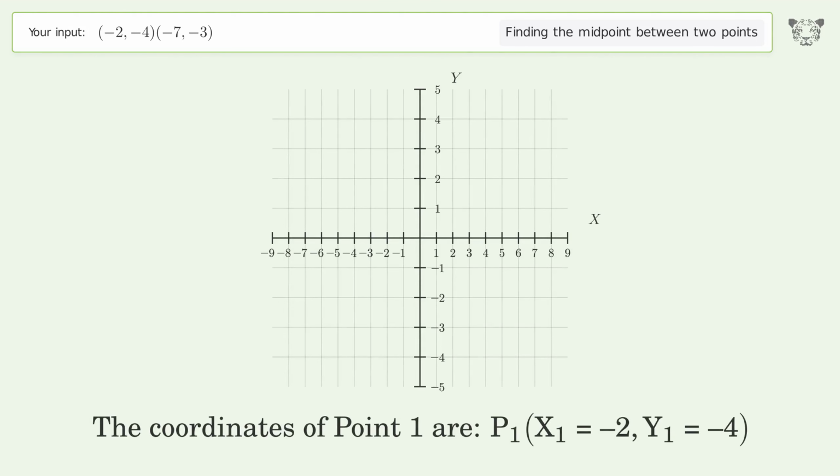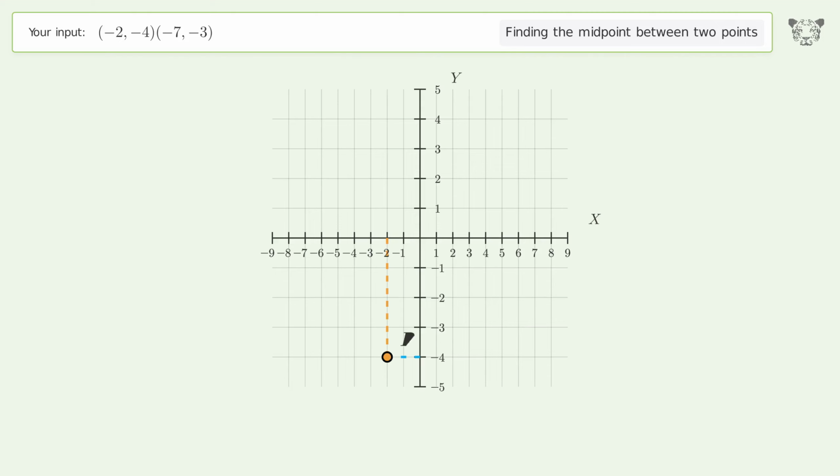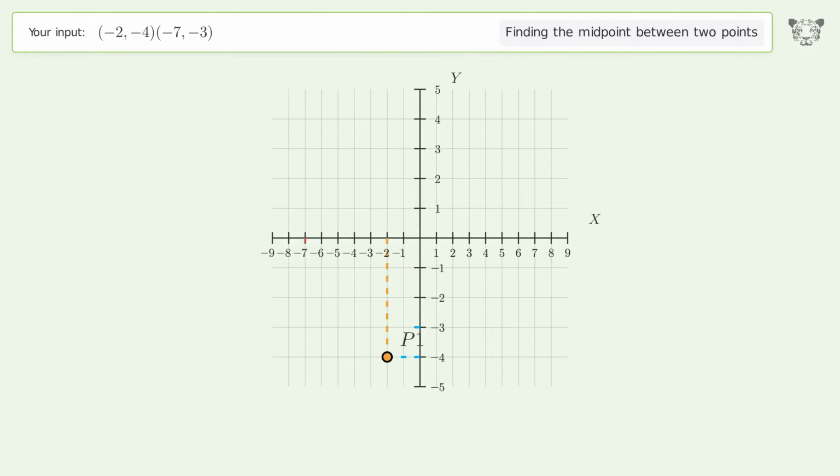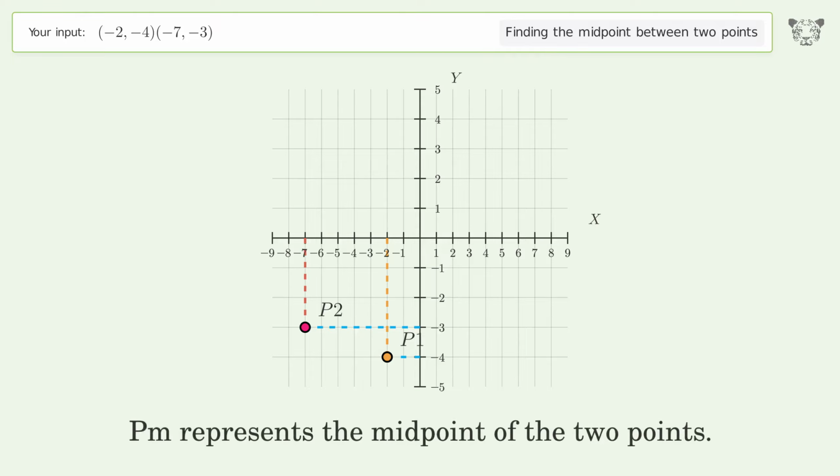The coordinates of point 1 are x1 equals -2, y1 equals -4. The coordinates of point 2 are x2 equals -7, y2 equals -3. PM represents the midpoint of the 2 points.